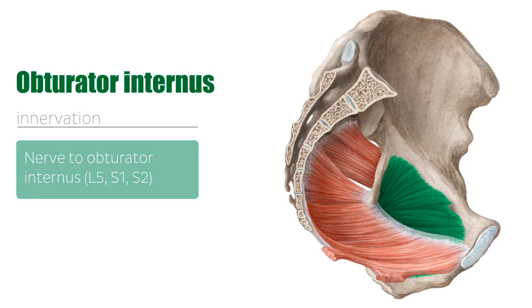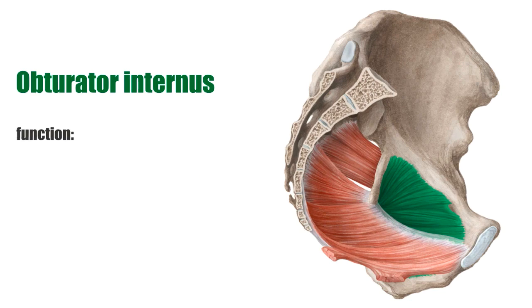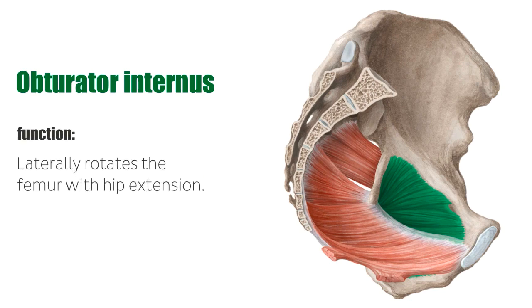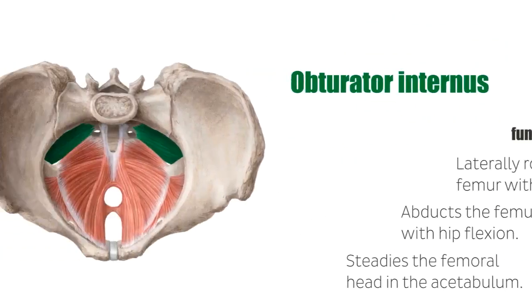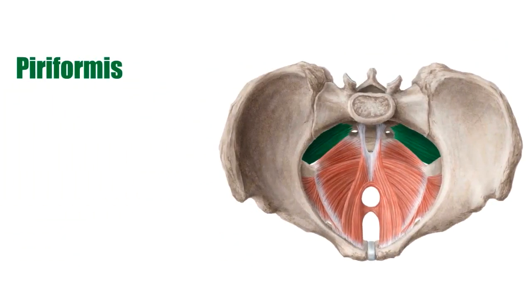The functions associated to the obturator internus include laterally rotating the femur with hip extension or external rotation of the femur, and also abducts the femur with hip flexion, as well as to steady the femoral head in the acetabulum.